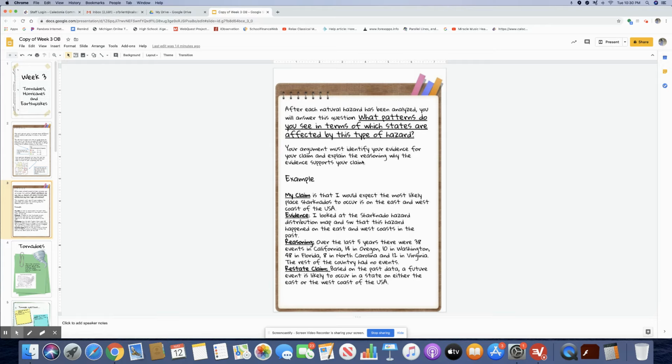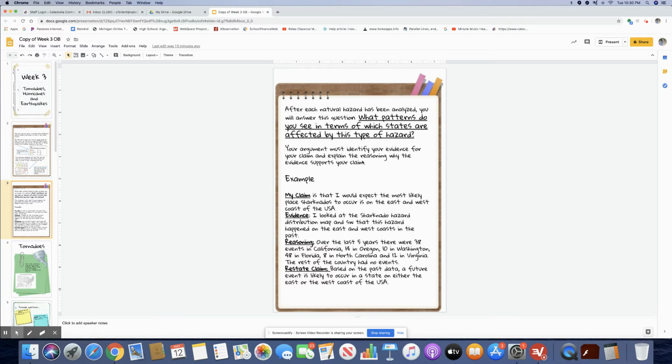Now, your argument must identify your evidence for your claim and explain your reasoning. Okay, well, tornadoes, guys, are caused when you have these cold air masses coming in and smashing into these warm air masses, either in the spring when it starts getting warmer, or in the fall when the cold air masses are pushing down against the hot air masses. So when these air masses have huge changes in temperature and pressure and moisture, right? These different air masses cause this to occur.